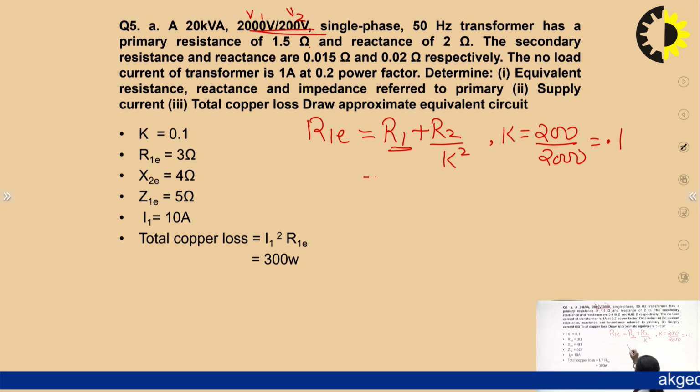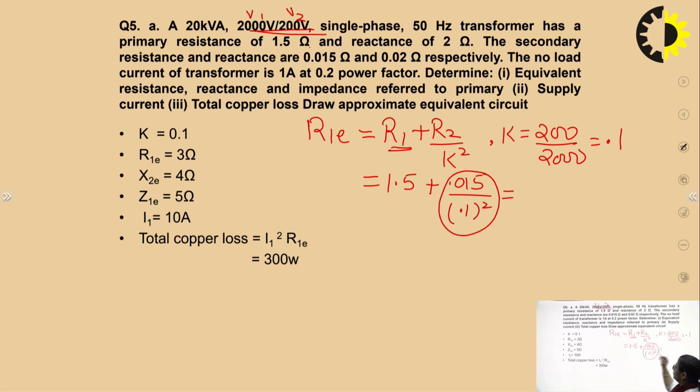If that is so, what is our R1E? R1E is given by R1, which is 1.5, plus R2, the secondary resistance 0.015, divided by K square, K is 0.1, 0.1 square. So this becomes 1.5 plus once again 1.5, which becomes 3 ohms. So we get R1E as 3 ohms.